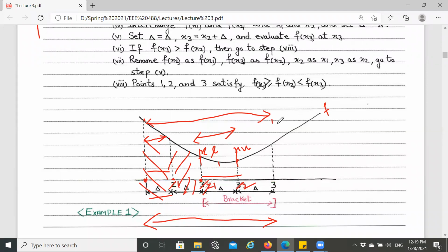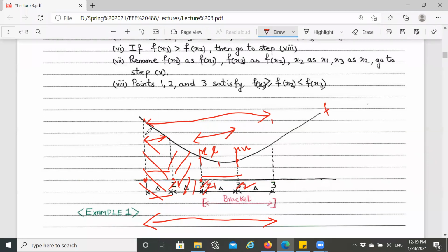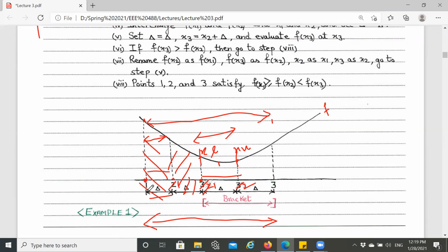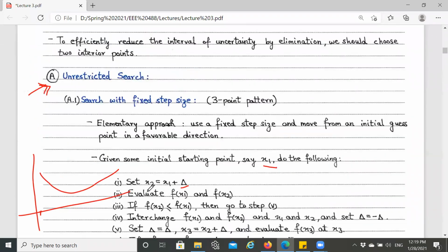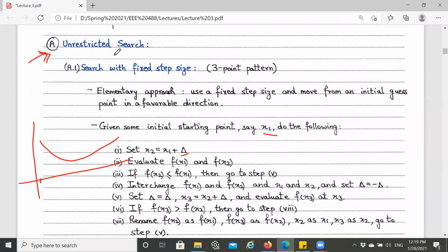I'm giving you a unimodal function, and I'm saying choose a point on that function, choose a point and evaluate it. And from that point onwards, you just start in one direction. So you move in one direction, starting from a given point. So that's why it is called unrestricted. There is no bound. There is no A-B interval bounding the unimodal function.